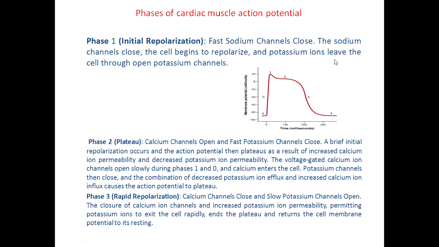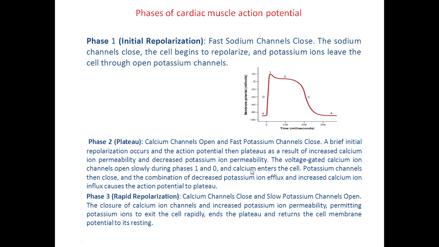This initial repolarization is followed by a plateau. This horizontal part is called a plateau. This is very important in the cardiac cycle. See how this plateau is formed. This is a very characteristic thing in the cardiac muscle. This plateau does not occur in the skeletal muscle. It occurs only in the cardiac muscle.